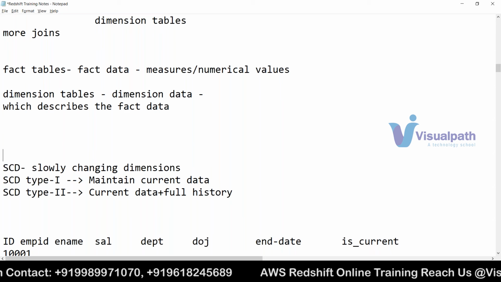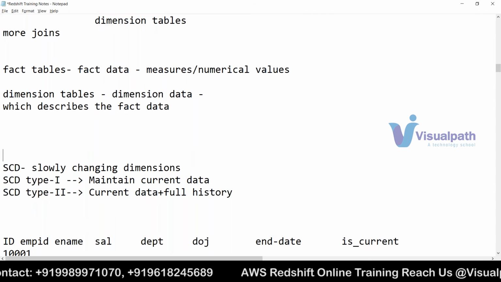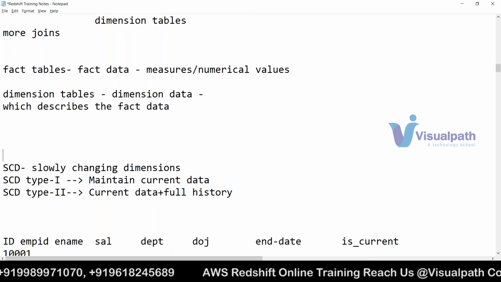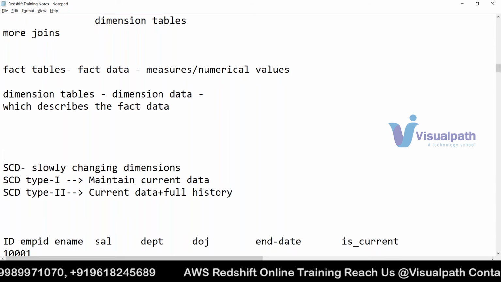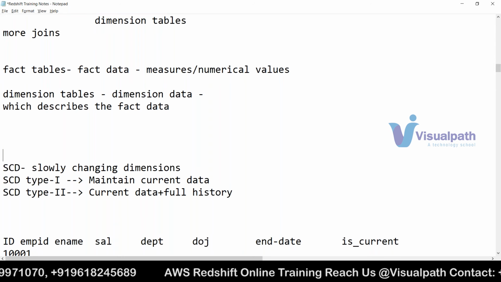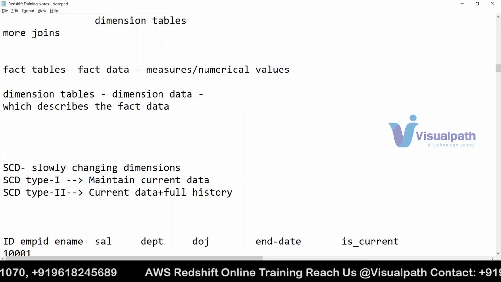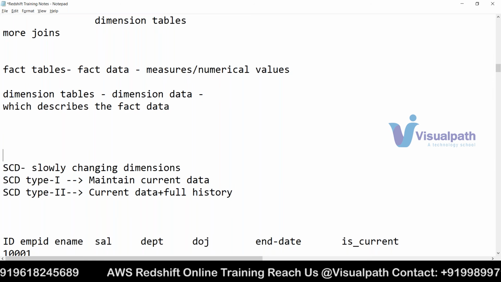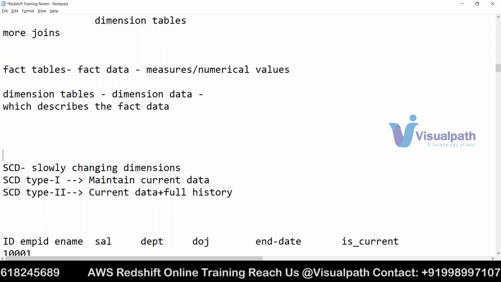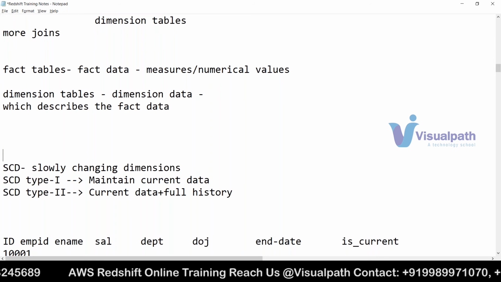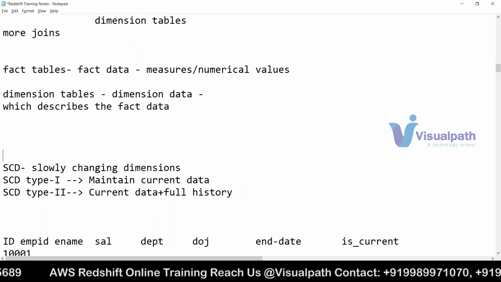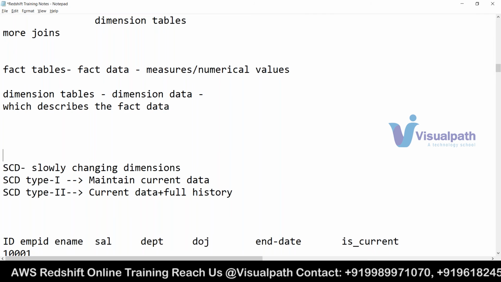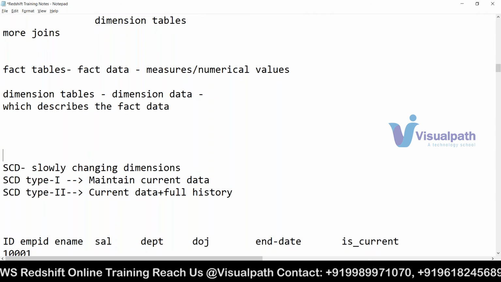So that means dimensions will tend to change over time. Sometimes the manufacturer will change, sometimes the supplier will change, sometimes the product color or brand will change. That's why they are called slowly changing dimensions. Because in data warehousing we are dealing with 5 years, 10 years, 15, 20, 30 years of duration, and in 20, 30 years so many things are going to happen, right?